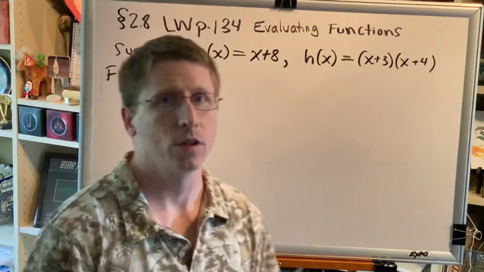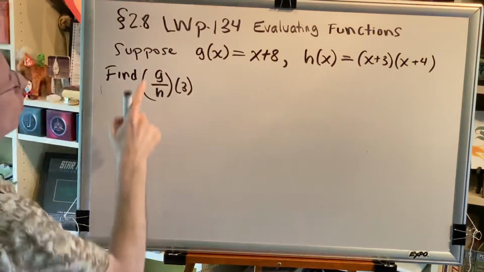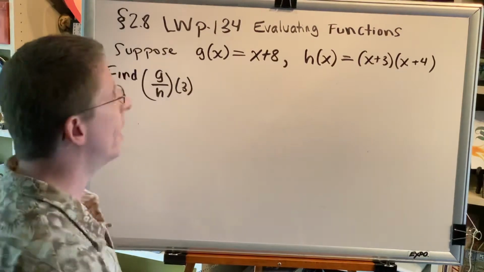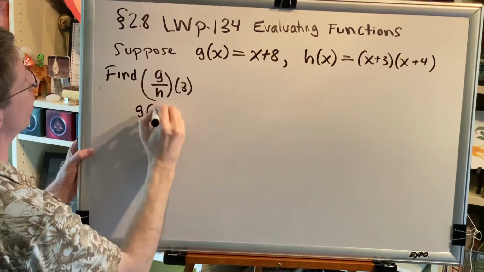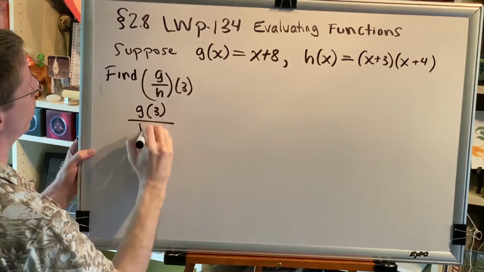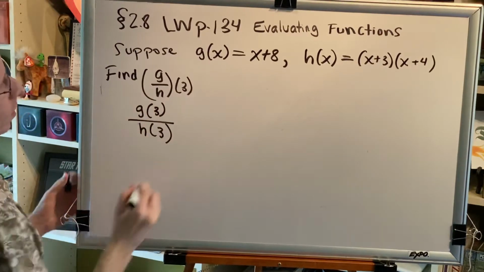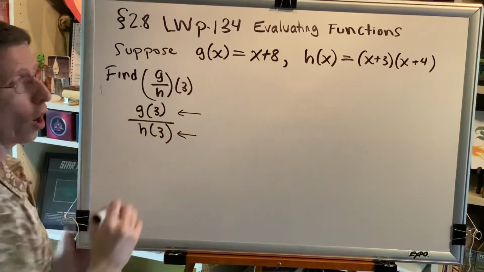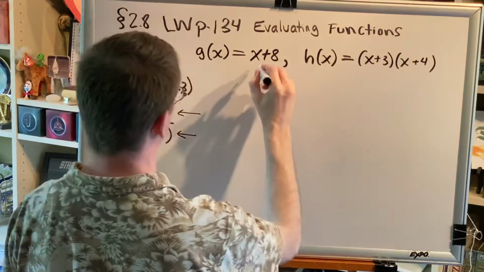Okay, let's solve this. g over h of 3 means to take our two functions, g and h, and divide them, where each one is being evaluated for the input 3. Let's figure out what both of these things are equal to in our side workspace.